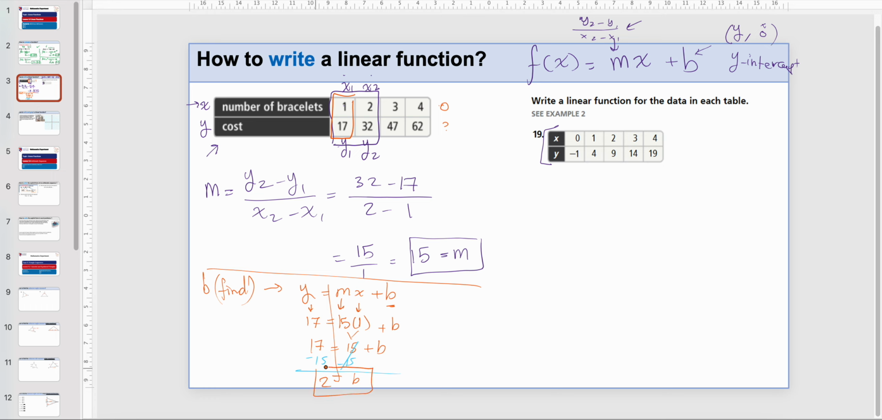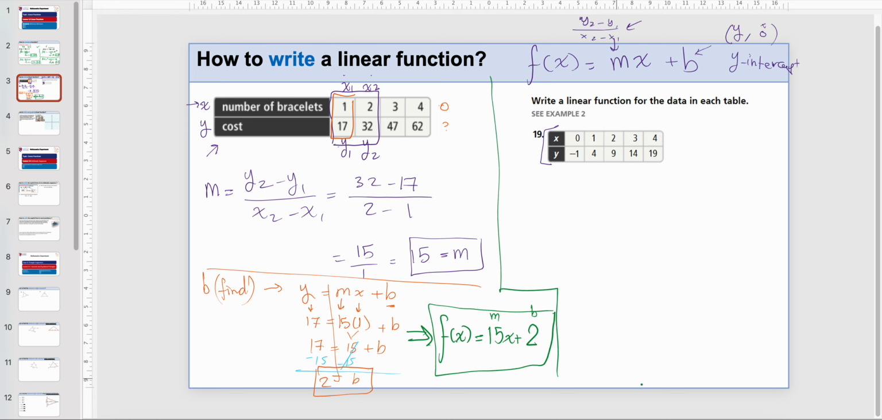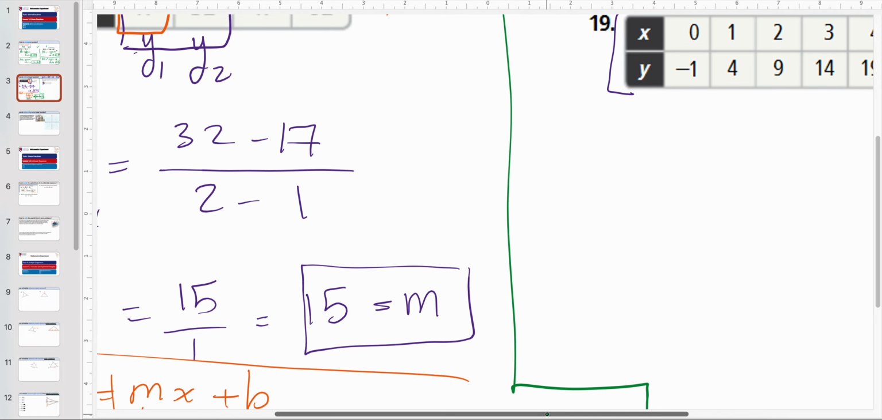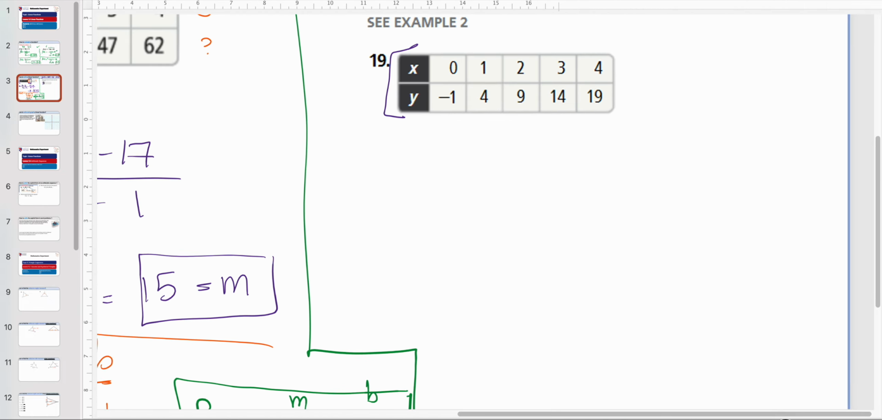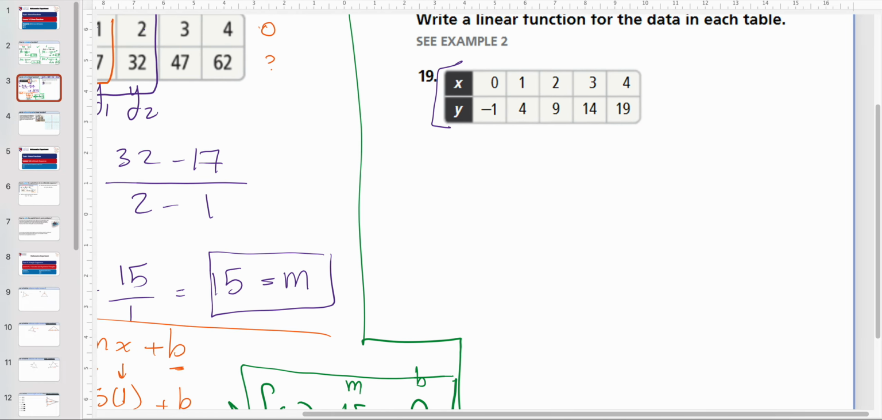That's the y-intercept. Since the y-intercept is 2 and the slope is 15, I can write the function as f of x equals 15, the m, x, plus b is the 2. That's it. And this is how we write linear functions. Easy. Okay? So let's do the other one. Same idea here.